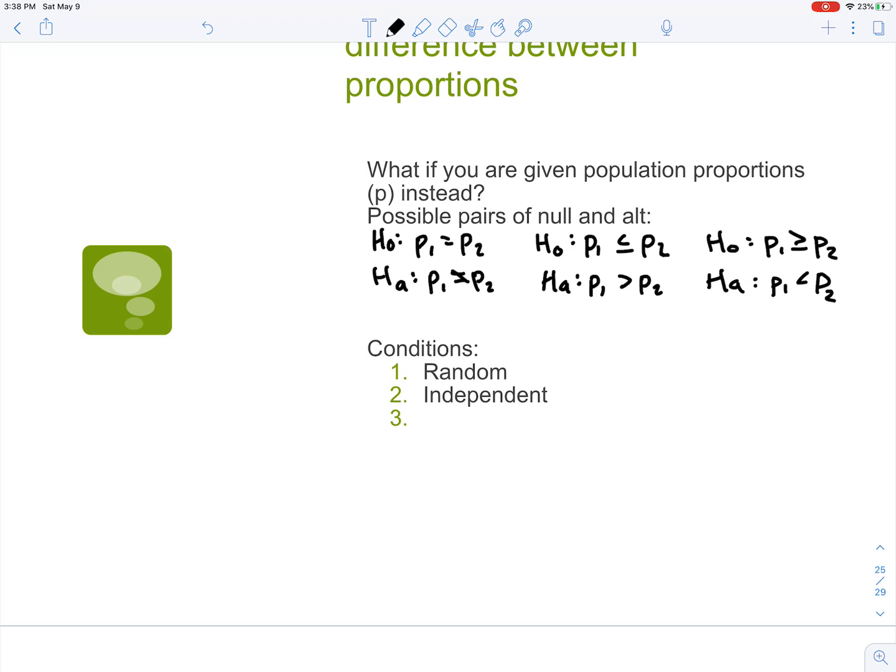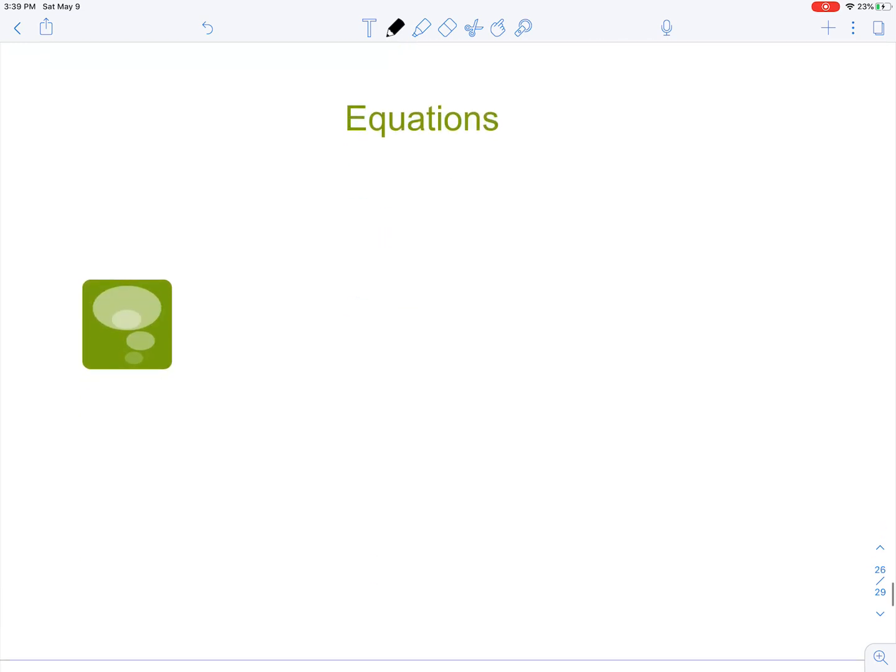The conditions for this is that it must be random, it must be independent, and we must have each of these being greater than or equal to 5. Since we have two samples, you have 4 things to test instead of just 1. Make sure that you test, because if you can't use them, you will do all that work for nothing.